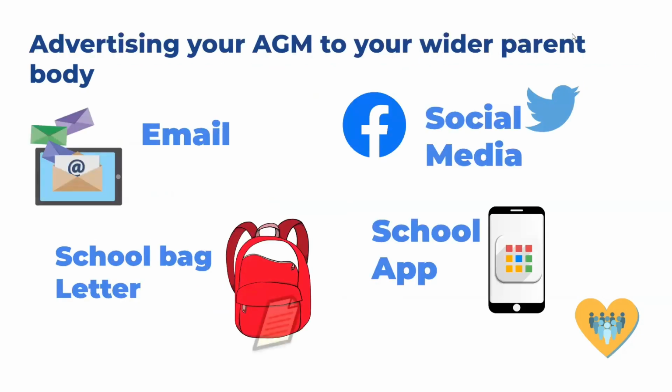So, advertising your AGM to your wider parent forum. You can either do that through email, so either through your own Parent Council email if you have a mailing list set up, or you can send an email to the school and ask them to send it out to all the parents that they have through email. You can also advertise it on social media.